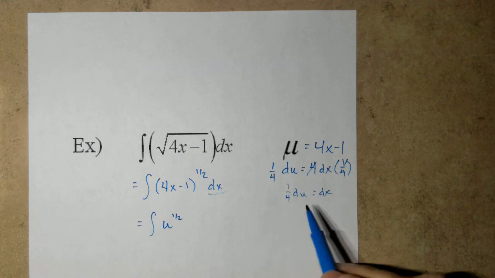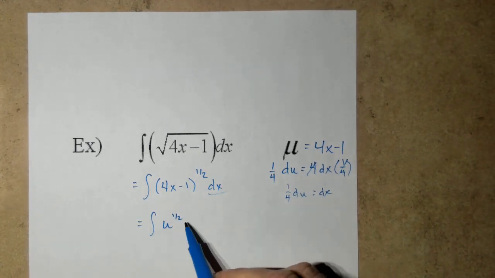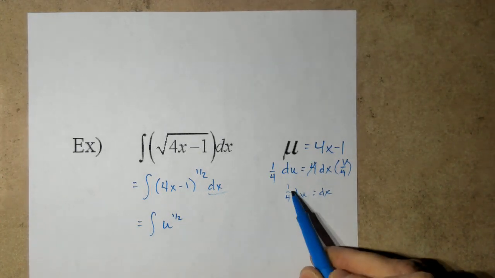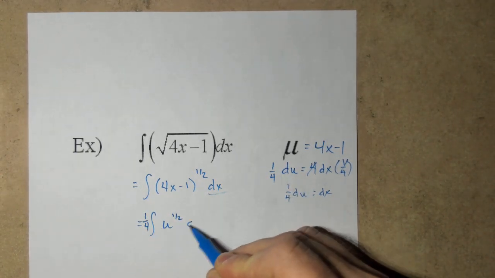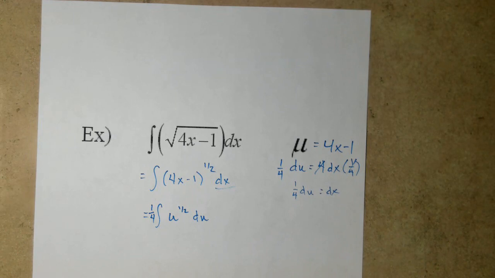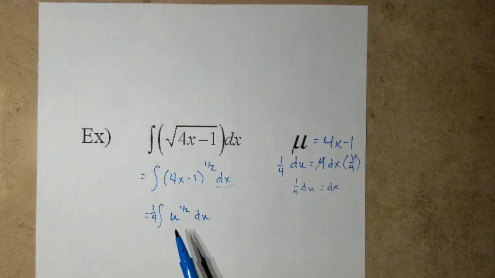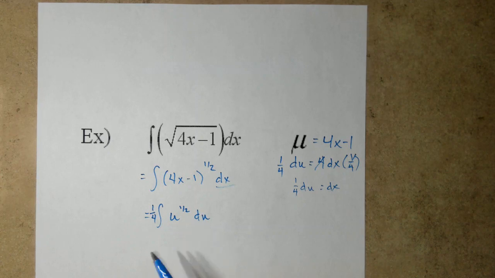I do something when I replace it. I don't write it as times 1/4 du. This is going to be a scalar, so I'm going to pull it out in front of the integral and just write it like this. So this can be rewritten after u substitution as 1/4 u to the 1/2 du.